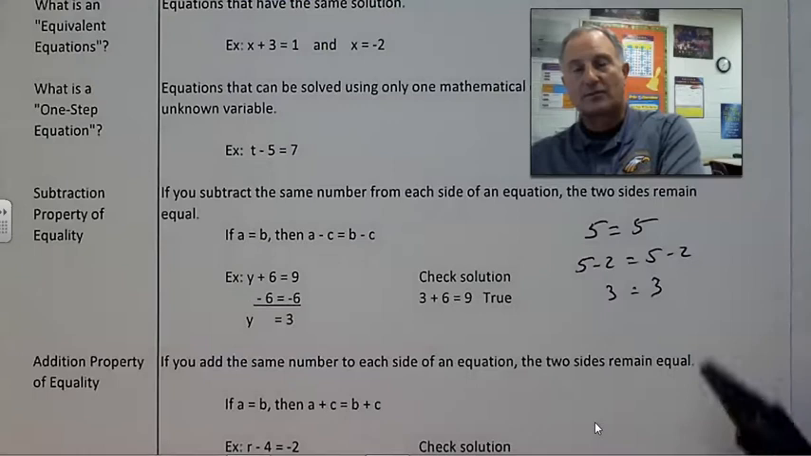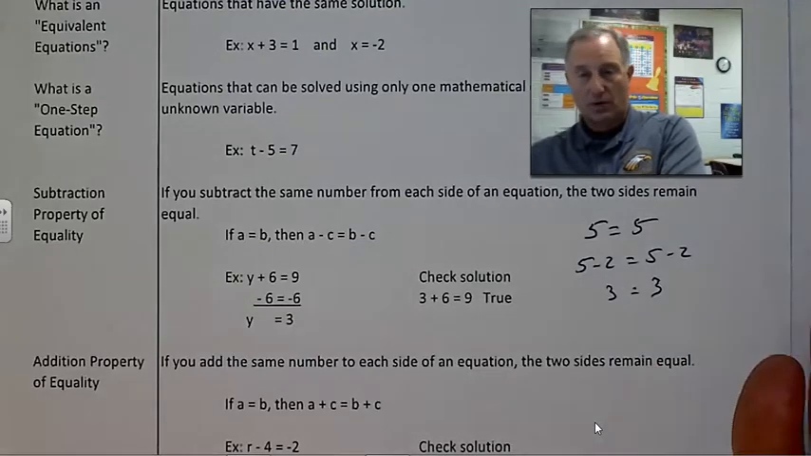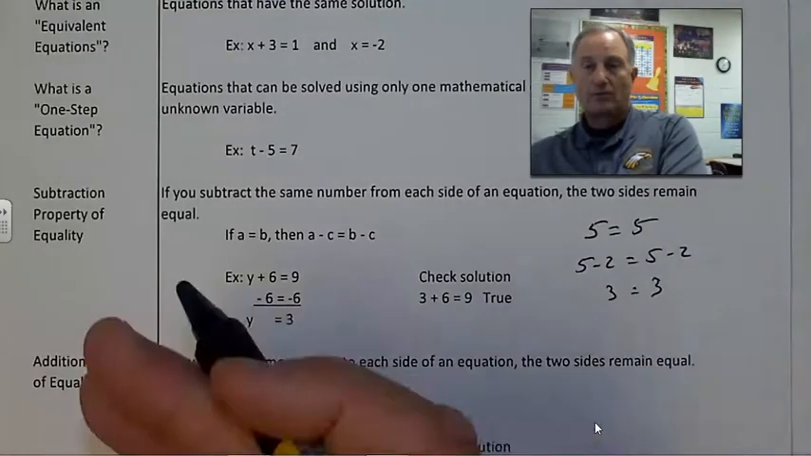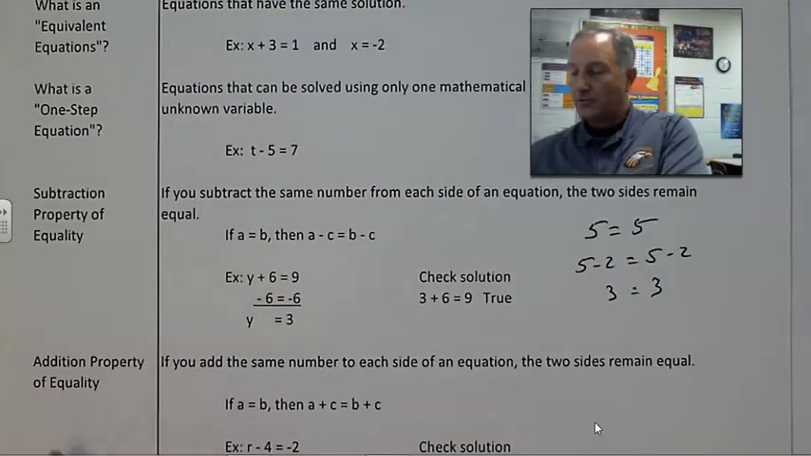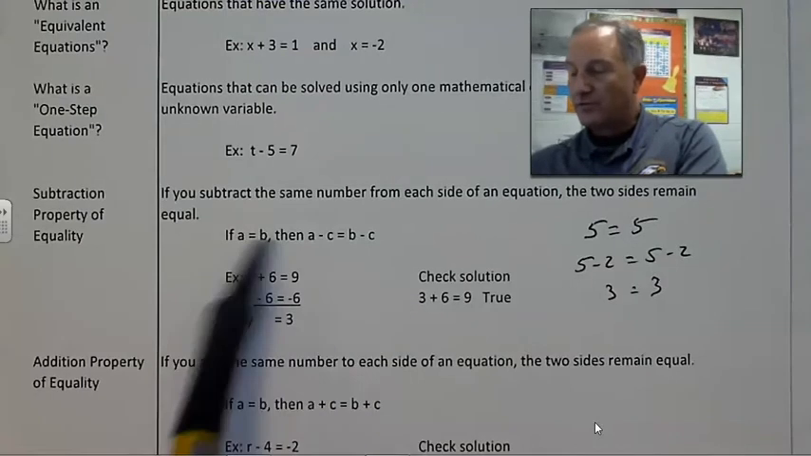It's like a balance scale. You've seen that before, probably in earlier grades. To balance it, you do the same to both sides. Either you take off the same amount of weight or you add the same weight to both sides. So how do we use this to solve an equation?